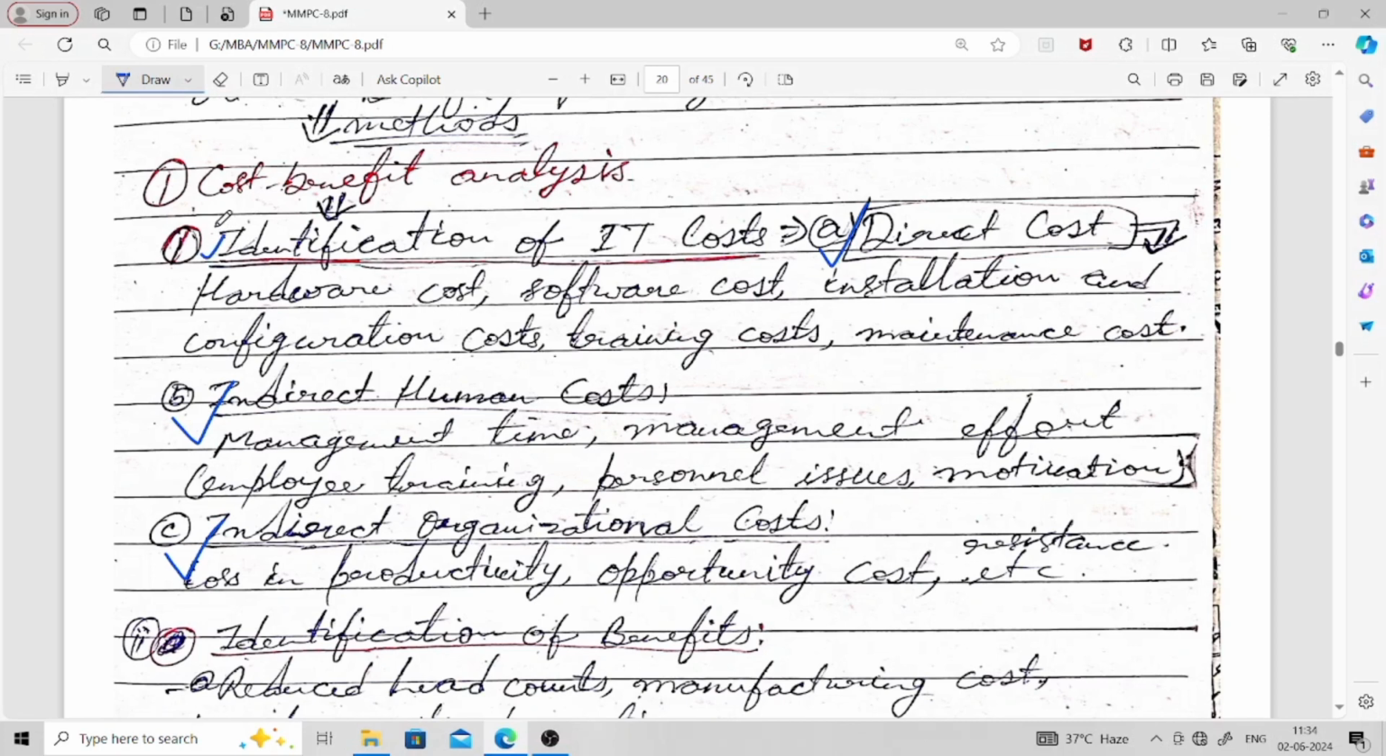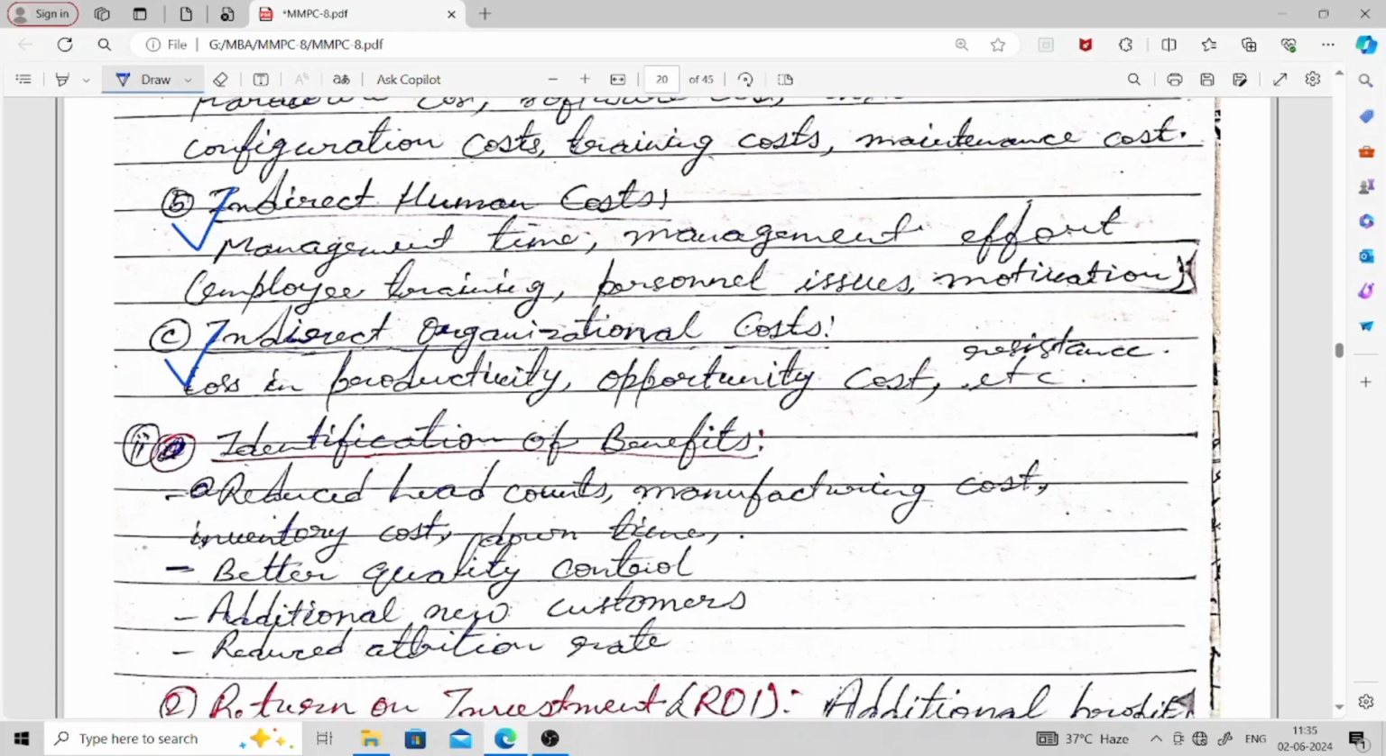Now it is working. So now this is the identification of IT costs. Then the second one, we have the identification of benefits. So what different benefits are there? So cost you got. So what different costs were there? IT cost, indirect human costs, indirect organizational cost. Then the second you have here, identification of benefits. So what different benefits you got from the information system which you have implemented?